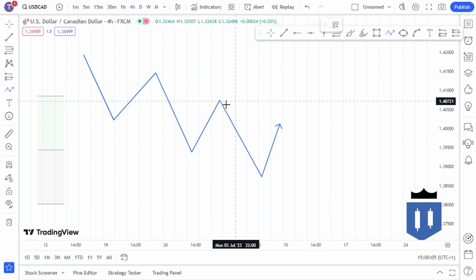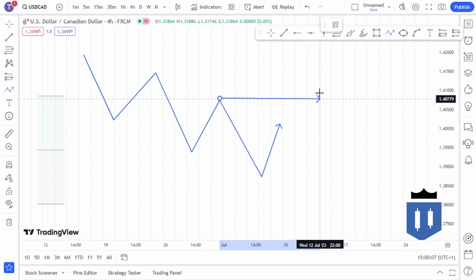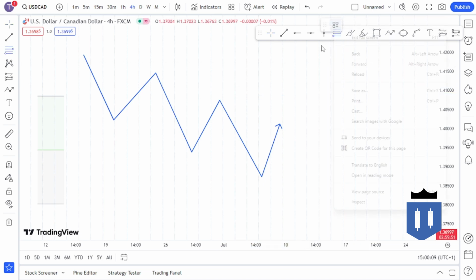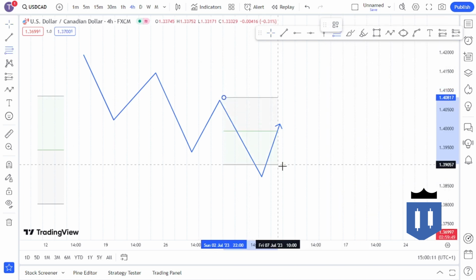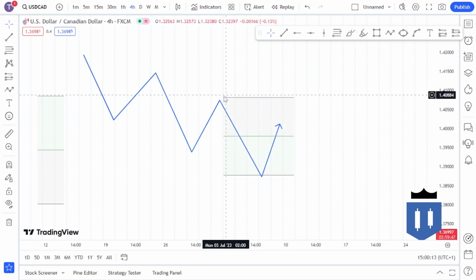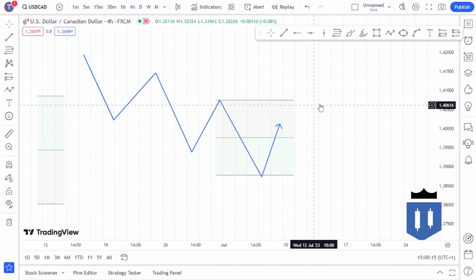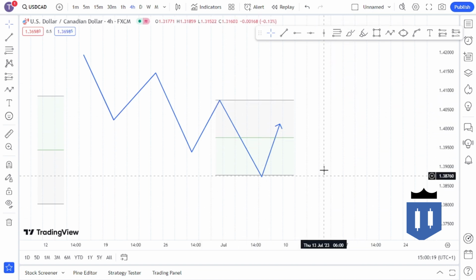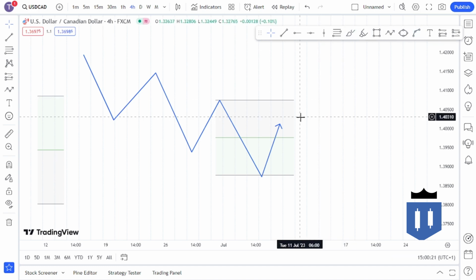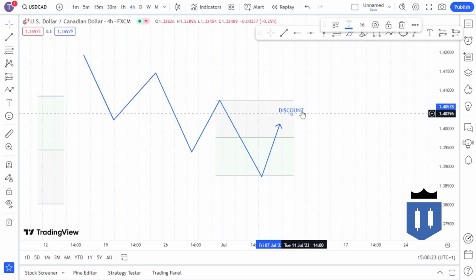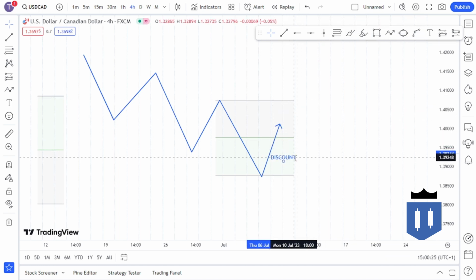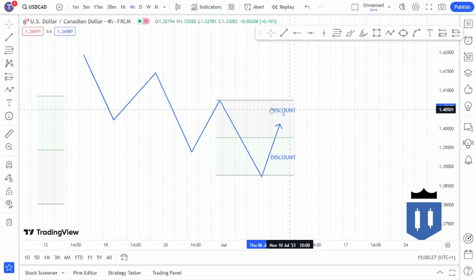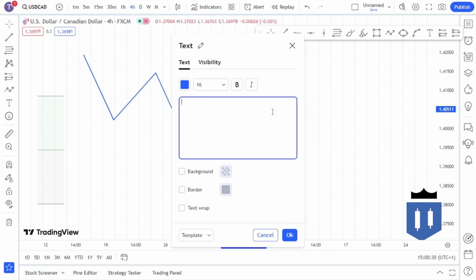Watch me from high to low. Watch me. I'm going to do it from high to low. Do you see that? Exactly. That is because I'm doing it on a downtrend. So here remains my discount, and here remains my premium. The upside is still premium, the downside is still discount.